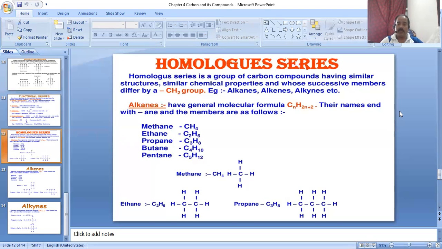So the formulas are C1, C2, C3, C4, C5, C6, C7, C8, C9, C10, and H4, 6, 8, 10, 12, 14, 16, 18, 20, and 22. So these are 10 members, and the suffix used is ane. The names are: meth becomes methane after adding ane, ethane, propane, butane, pentane, hexane, heptane, octane, nonane, and decane. So this is the homologous series.